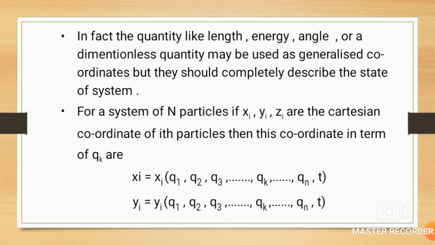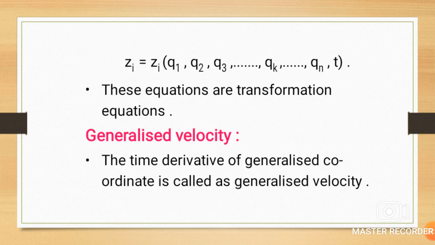Also yi is a function of q1, q2, q3 up to qk, up to qn and t. It is expressible in the form of the q_k's, the generalized coordinates, and time. And also for z, zi is equal to zi of q1, q2, q3 up to qk, up to qn and t. So the Cartesian coordinates xi, yi, zi for the ith particle of an n-particle system are expressible in this form, and these are all the transformation equations for the particular system.